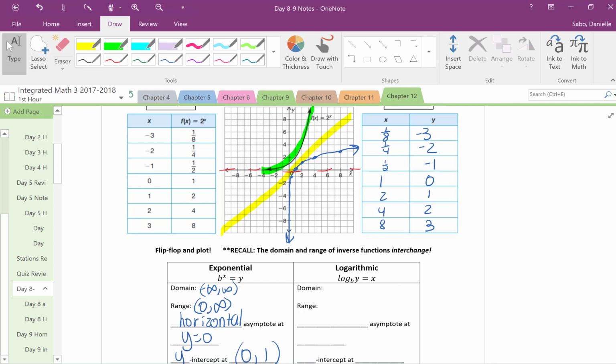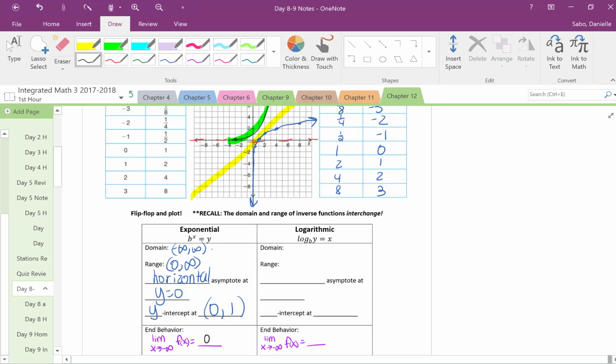Now, when we're talking about inverse functions, what's really nice is that basically everything just switches. They interchange. The x and the y interchange with each other. So the domain and range are going to switch. So what's nice is that now our domain becomes our range, and our range becomes our domain. And when you look at the graph, it's valid. The one that you drew in validates that.